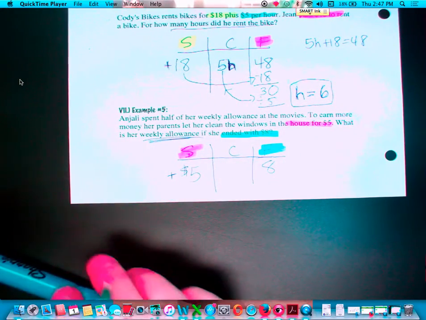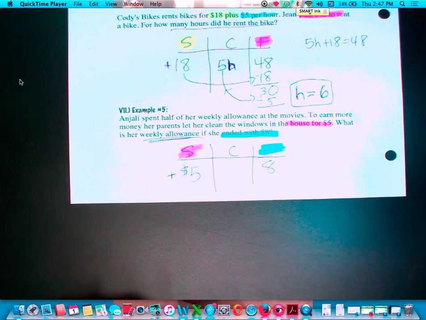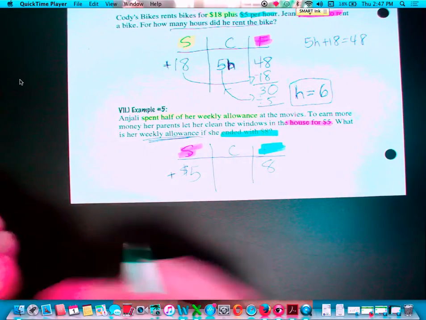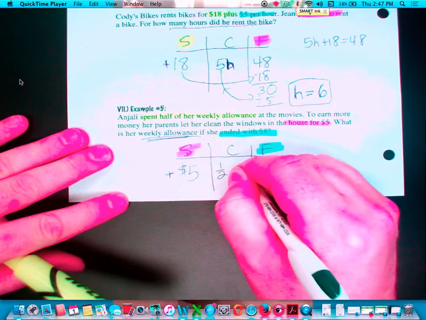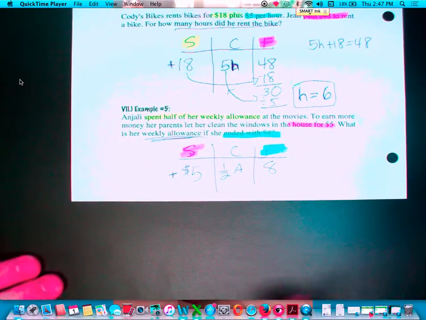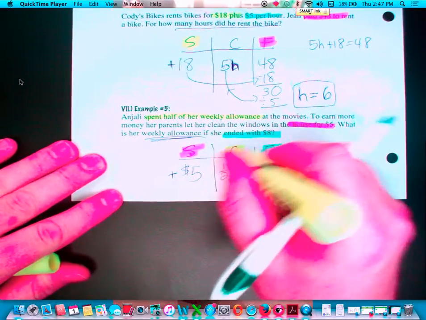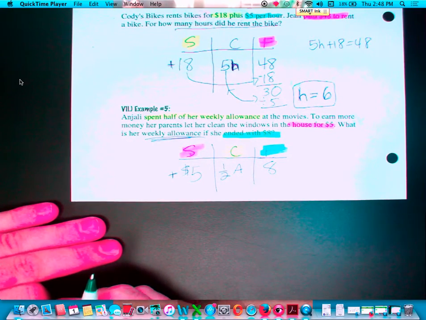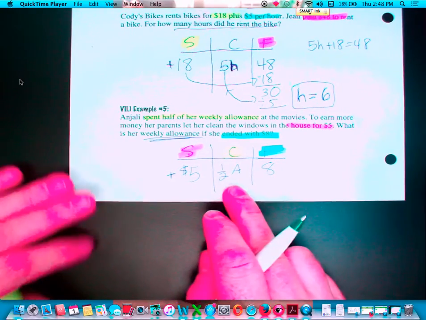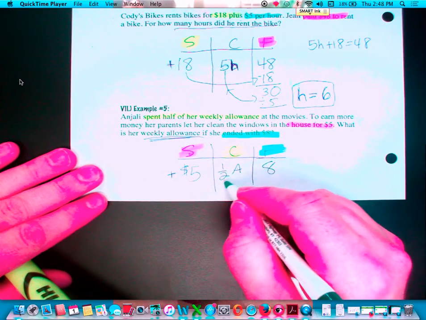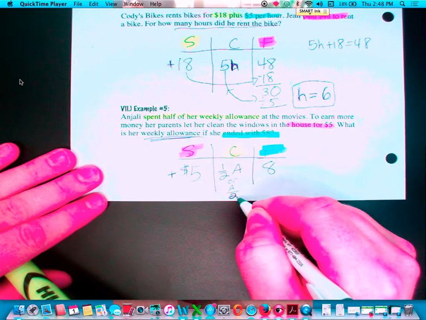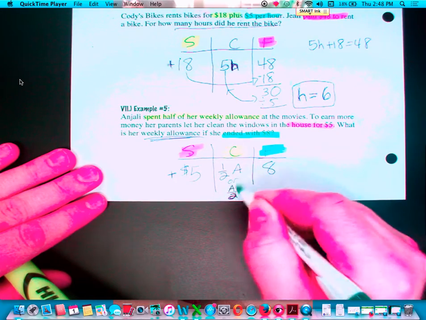And the last part is she said she spent half her weekly allowance at the movies. So what does half mean? How can we represent what half is? Okay, we're going to represent that with a fraction. 1/2 of her allowance. Let's say A for allowance. And that is times in that case. Or if you wanted to write it out, you can do 1/2 A, or you can do A over 2, A divided by 2. Doesn't matter to me, each way works the same way.